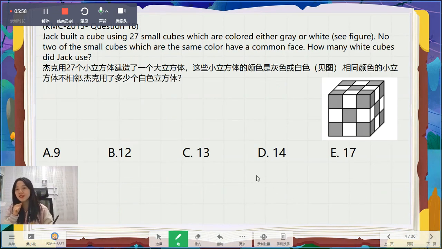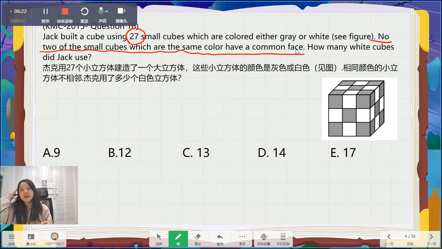Now let's see the last one. Jack built a cube using 27 small cubes, which are colored either green or white. We can see them in the figure. Now 2 of the small cubes, which are the same color, have a common face. Okay, this sentence is very important to solve this question. We have to understand it.